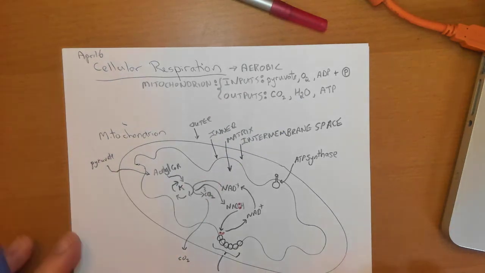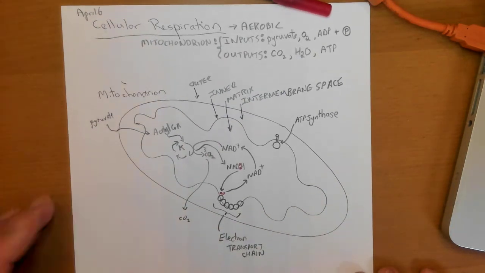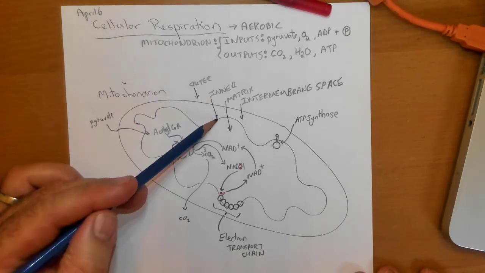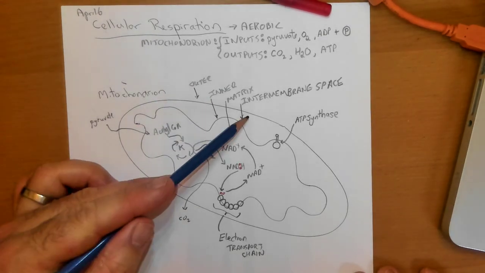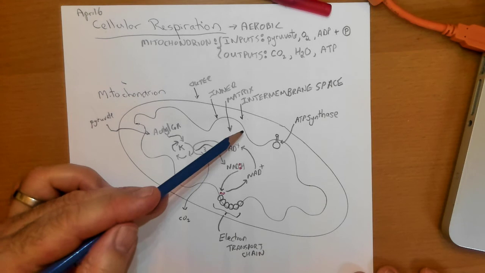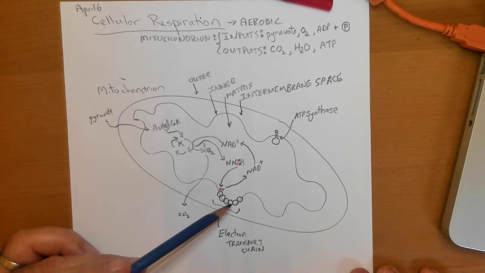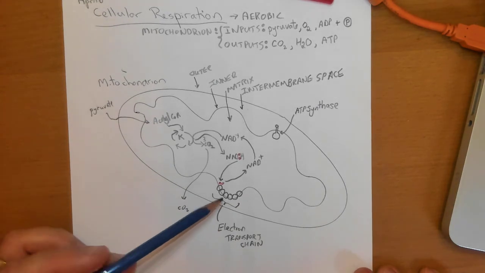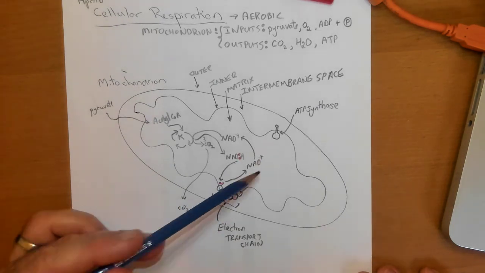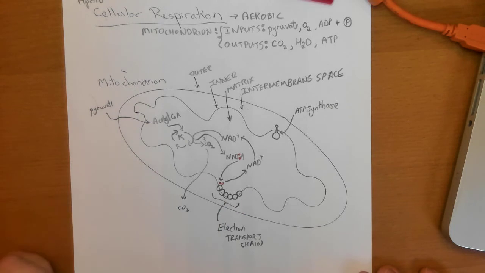All right, so structure of the mitochondria: outer membrane, inner membrane, matrix, and intermembrane space. All the interesting stuff's done on the inner membrane. For example, this is the enzyme ATP synthase, and this is a structure called an electron transport chain. There'll be many of these, both of these, on the inner membrane at different points.